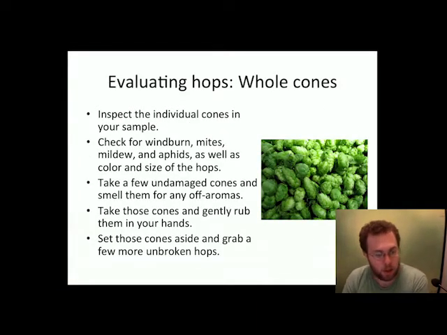So let's see, when you're evaluating the hops, the whole cones, you'll want to just take some of the cones from the samples. You'll look for the wind burn, see if there's mites, mildew, aphids, anything that's affecting the color or the aroma of the hops. You'll also want to look at just the color of the hops in general and the size of the hops. Size being an indicator of variety, the shape of it, and all that. Just make sure that it looks like it should.